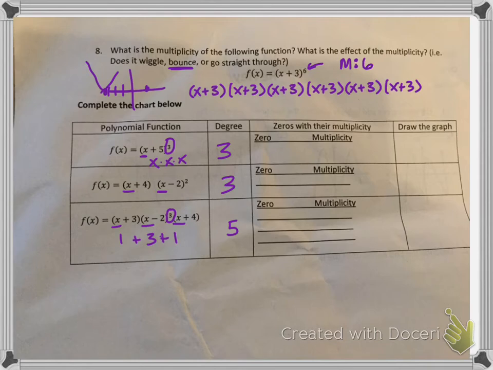So this first one says, what are the zeros, what's the multiplicity? To find the zero, this x plus 5 is a factor.